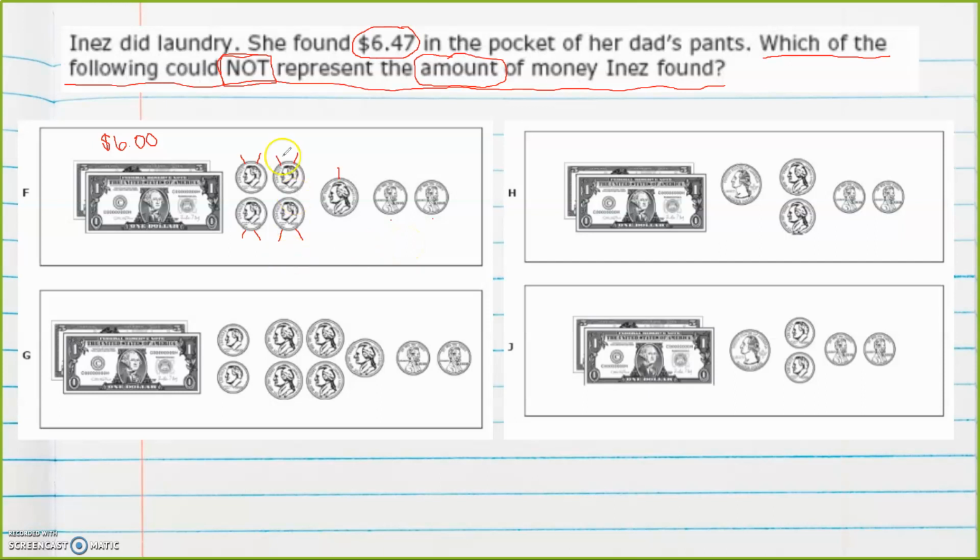So now let's count our lines to get our total change. 5, 10, 15, 20, 25, 30, 35, 40, 45, and then I have 2 ones. So I have 45, 46, and 47. So that gives me 47 cents. Now, that's not the end. I need to add my bills and add my cents. So right here, I know my total is $6.47.